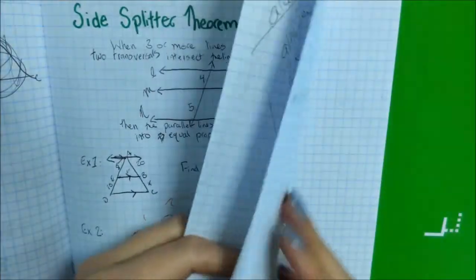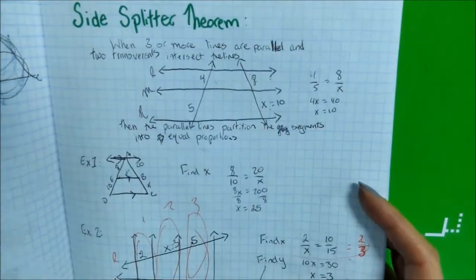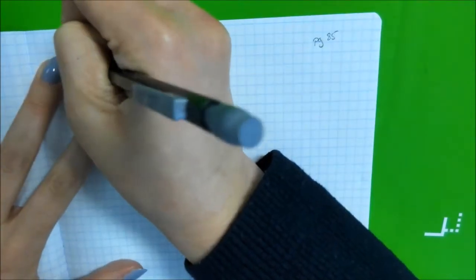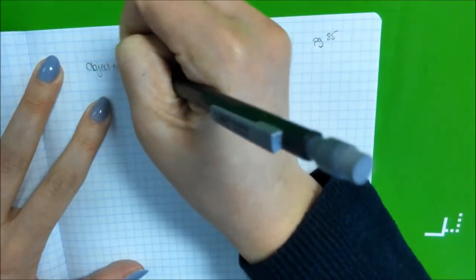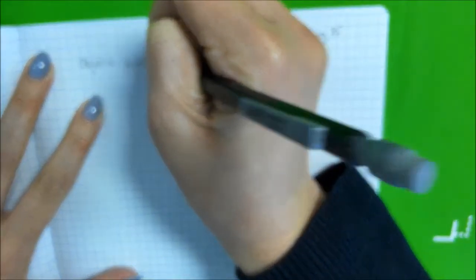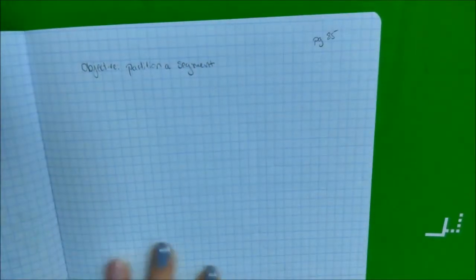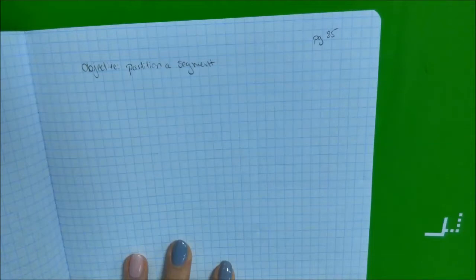Okay, and we're going to do something that looks really hard, but actually it's going to come out to be pretty darn easy. So what page number am I doing here? 85. Okay. Our objective today is to partition a segment.